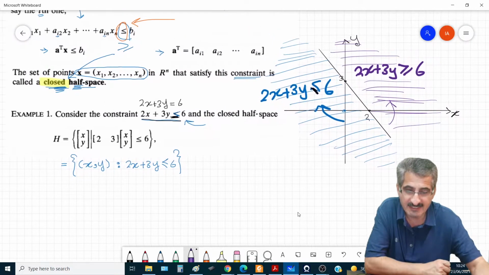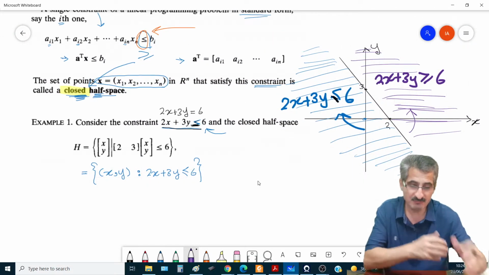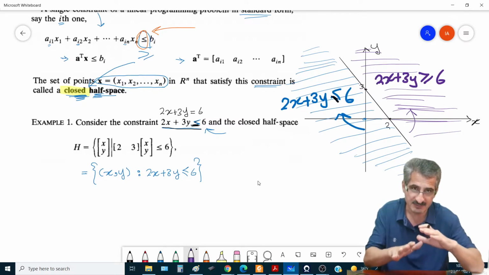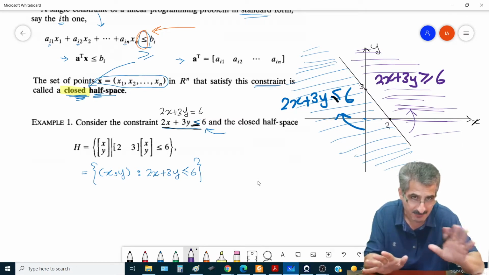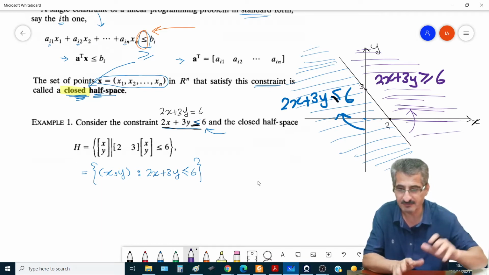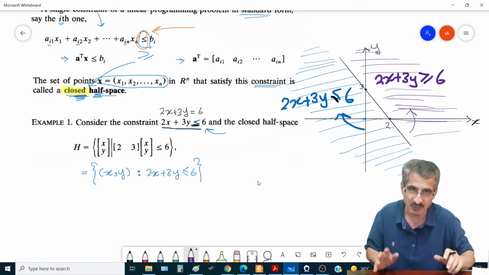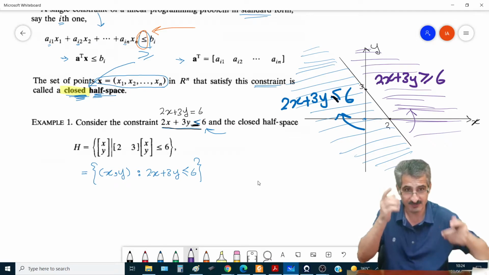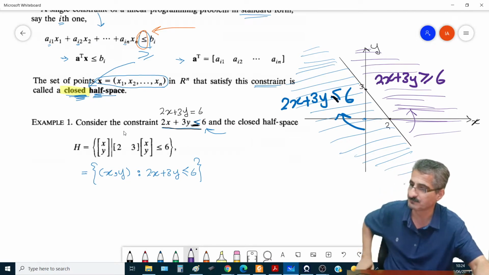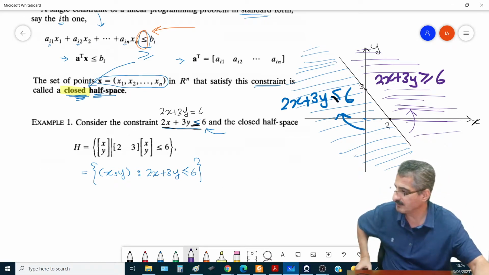So we have a line in 2 dimension, which splits the space, which is here the xy plane, into 2 halves. Each one of them is called a closed half space. Okay, let's go to 3 dimension. I want to bring this here.